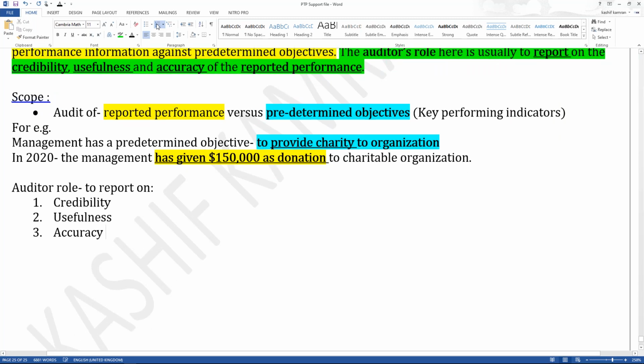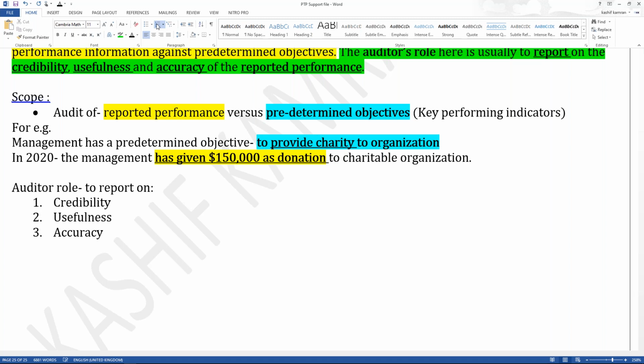So when you're performing an audit, the basic role of audit is to ensure that the information given is credible, true. So the donation information, $150,000, is that true? The auditor needs to check that. Is it useful to the users of the financial statement?